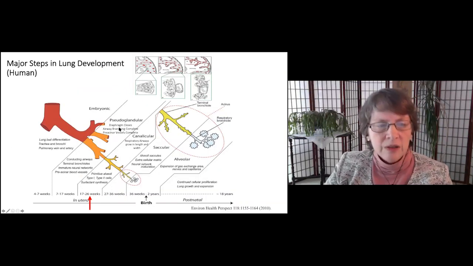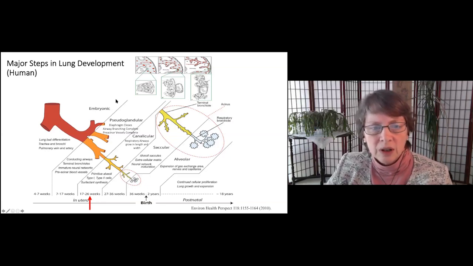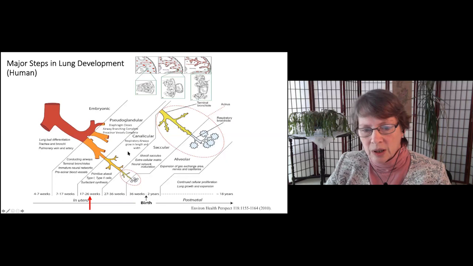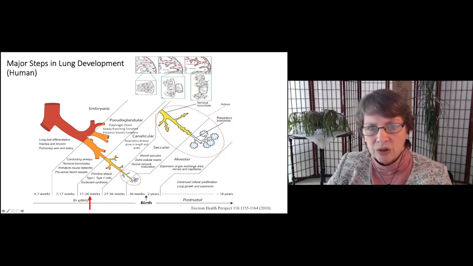Again, revisiting this development in a little bit different way, now looking at the structures, or the events, that have to occur for normal human lung development, starting again with the trachea and the pulmonary veins and arteries, moving through closure of the diaphragm, airway branching, the growth in length and width of those airways, and then development of the saccules, alveoli, and gas exchange.